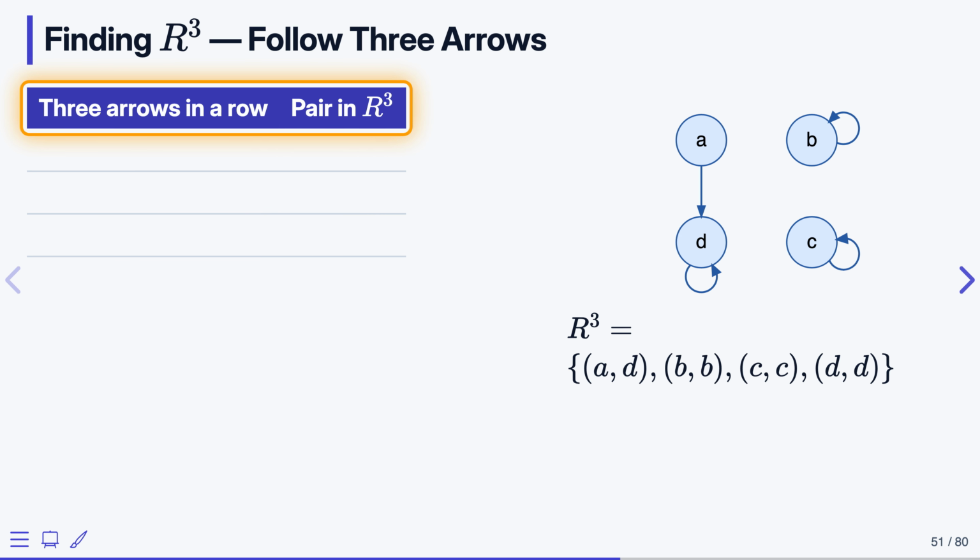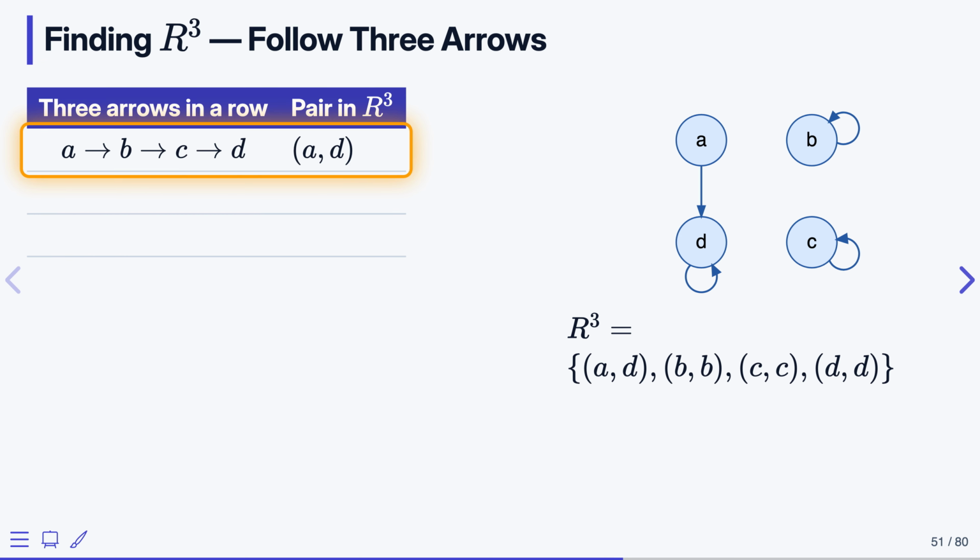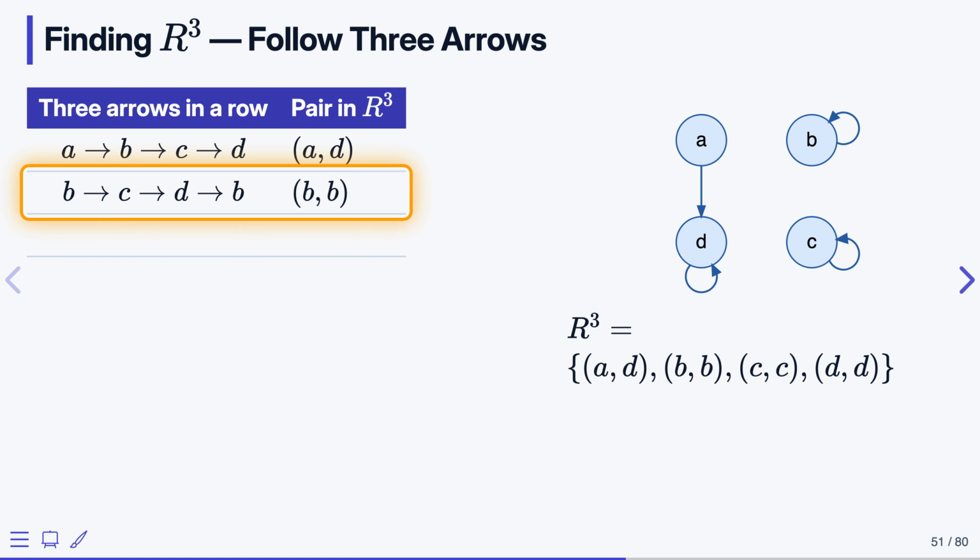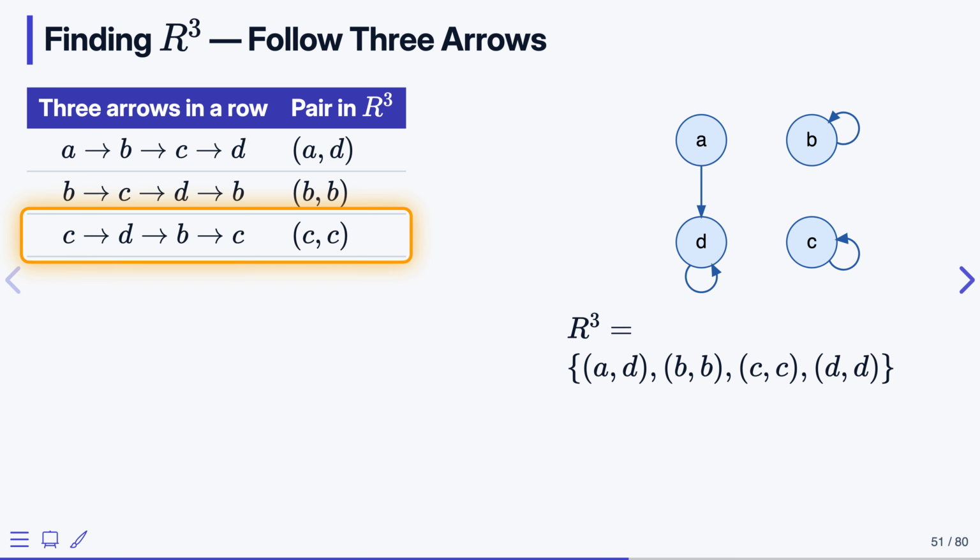Now R cubed. This time we take 3 arrows in a row. Start at A, we go to B, then B to C, then C to D, so we get the pair AD. Start at B. We go B to C, then C to D, then D back to B. We end where we started, so we get the pair BB, a loop. Start at C, we go C to D, then D to B, then B to C again. We come home, so we get the pair CC.